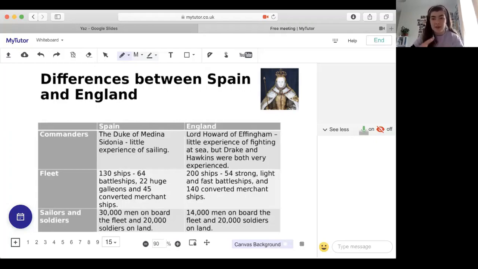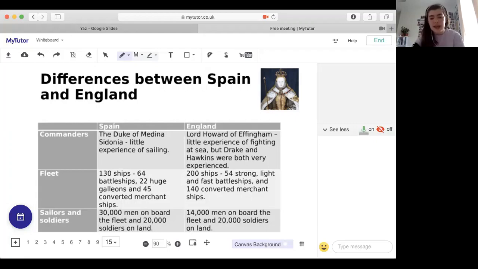There are a lot, so I've put them into a table. So if you watch this back or whatever, you can copy this table, screenshot it, do what you want, just because I found it was the easiest format. So commanders, we'll go through Spain and England for each one.